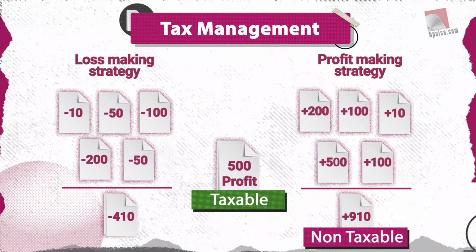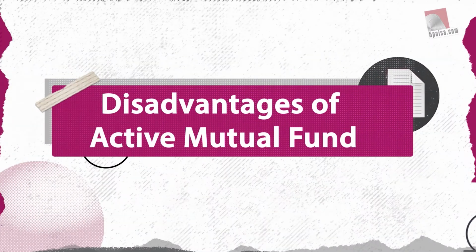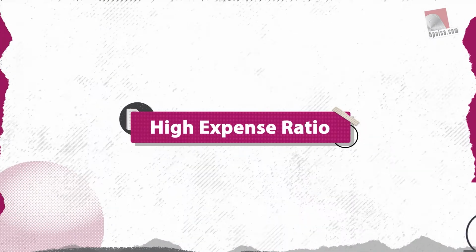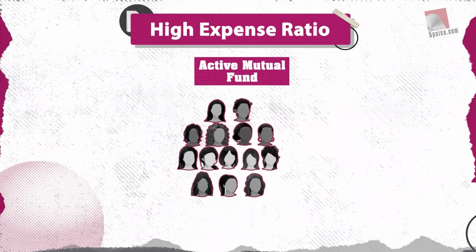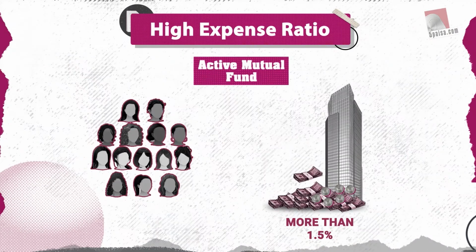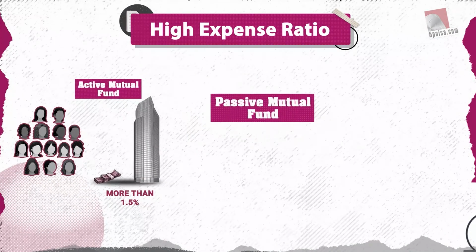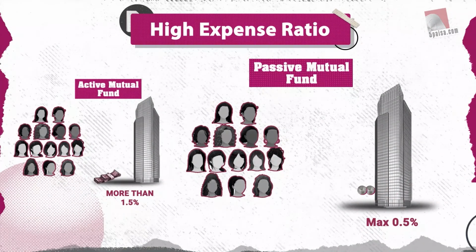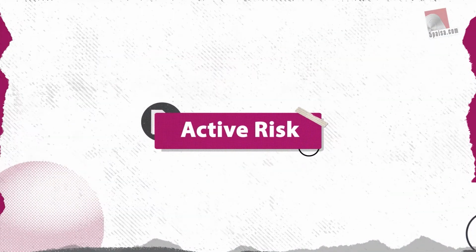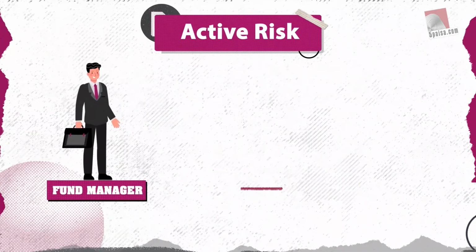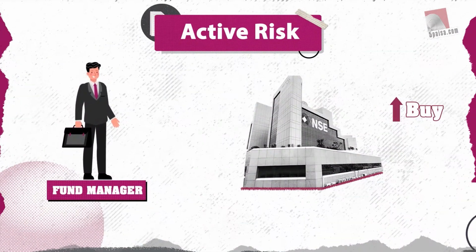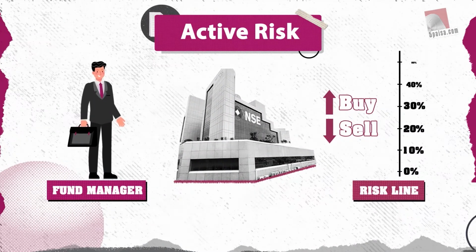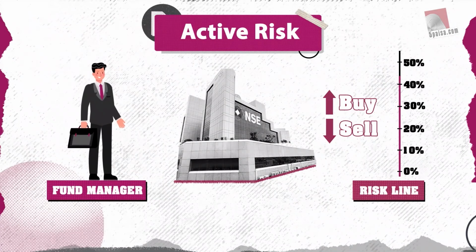Now, let us take a look at the disadvantages of active funds. The first is the high expense ratio. The active funds have a high expense ratio which sometimes crosses 1.5%, whereas a passive fund will have a maximum of only 0.5%. The second disadvantage is the active risk. Active fund managers can make their decision to buy and sell a share in the market, which can sometimes be a biased decision, and this can sometimes create a high risk to the portfolio.